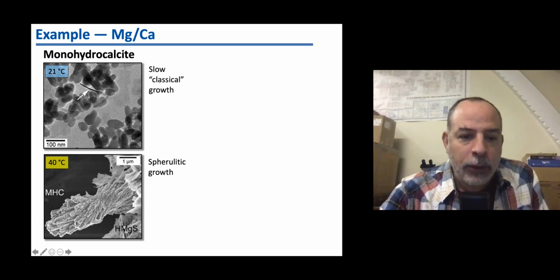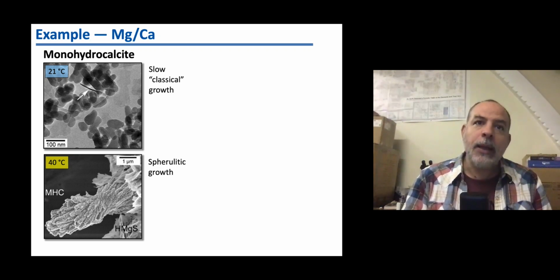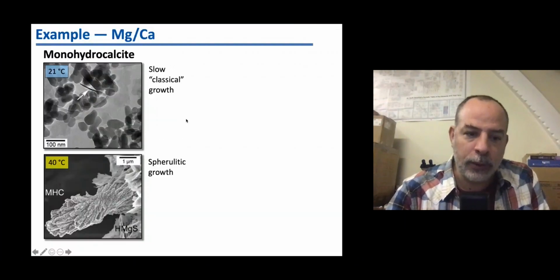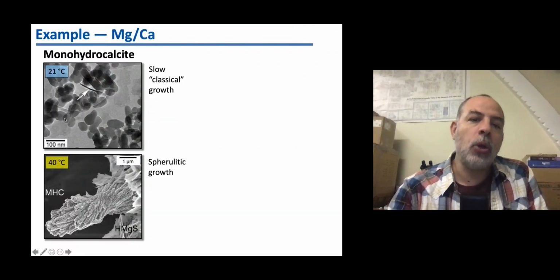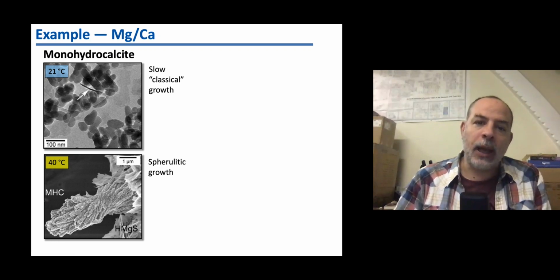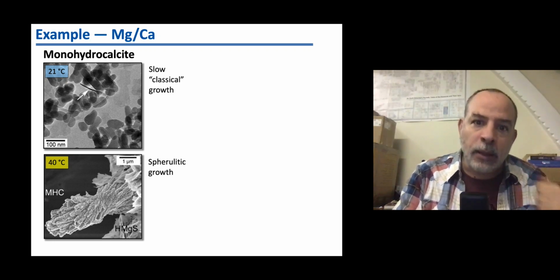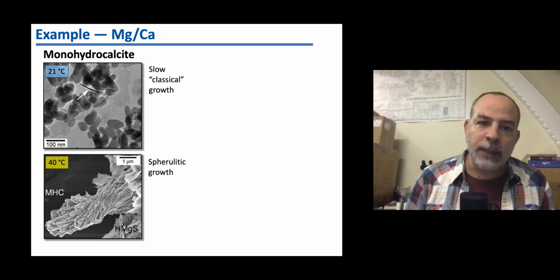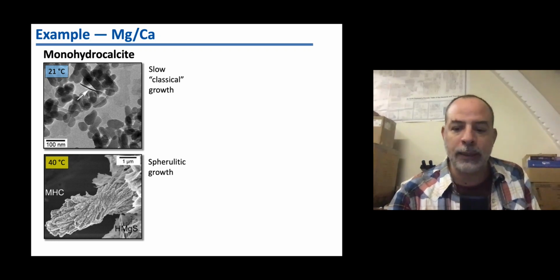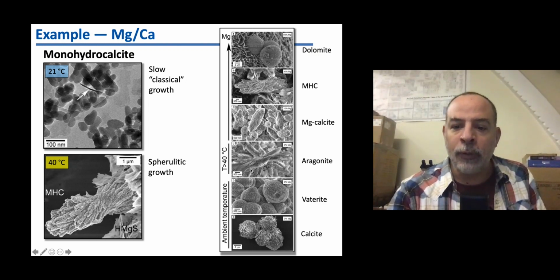This crystallization by spherulitic growth requires a faster breakdown of the amorphous phase, because if the amorphous phase breaks down very quickly, supersaturation in solution increases very rapidly, and therefore spherulitic growth can be promoted. This will not happen at low temperature, because it's much more difficult to dehydrate the cation in the amorphous precursor. And this is what we see for many phases. What I mean is that if we provide enough temperature, enough energy, it's possible to break down the amorphous phase very quickly and to crystallize calcium magnesium carbonates via spherulitic growth. And this is what we can see here. You can see here calcite, vaterite, aragonite, magnesium calcite, monohydrocalcite, dolomite. All of them form via spherulitic growth.